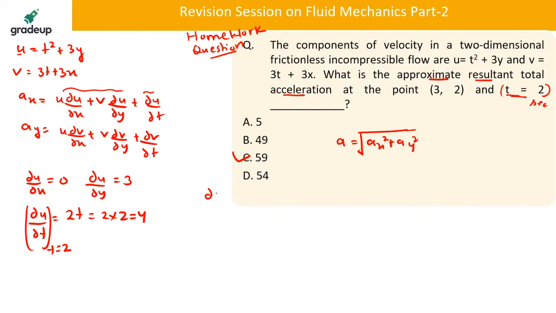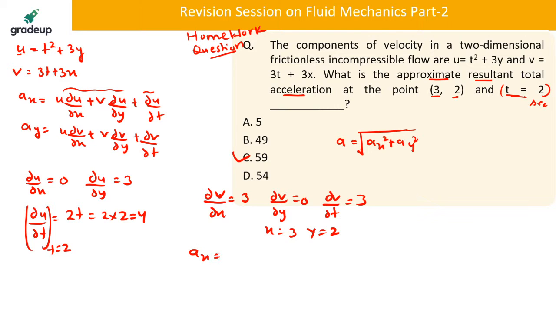Similarly, you have to find the value of dv by dx. dv by dx will be equal to 3, dv by dy will be equal to 0, and dv by dt will be equal to 3. Because we have found all these things, you have to also find the value of total acceleration at point (3, 2). That is, when x becomes 3 and y is 2, you have to find the total acceleration. So you have to put the values here.